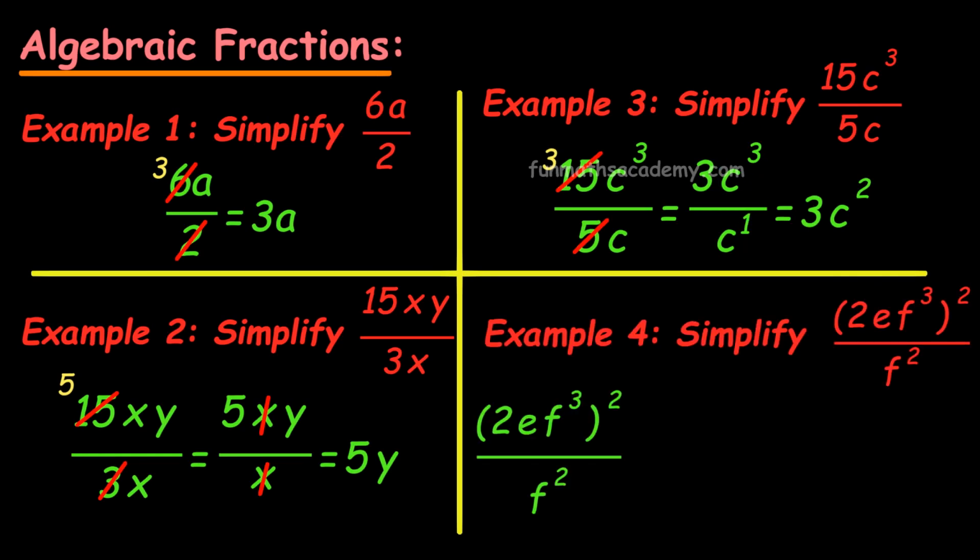Simplify (2ef power 3) whole power 2 divided by f power 2. Start by squaring everything in the numerator. 2 squared, e squared, f power 3 whole squared, divided by f squared. 2 power 2 becomes 4, f power 3 whole power 2 becomes f power 6. Now simplify the fraction. Since both the numerator and the denominator have f, subtract the exponents. 6 minus 2 is equal to 4. So the answer is 4e power 2 f power 4.